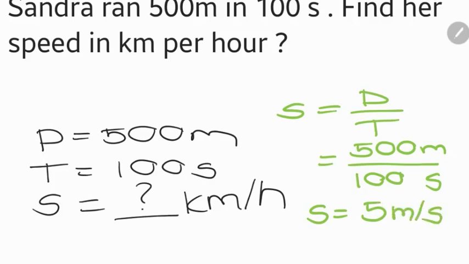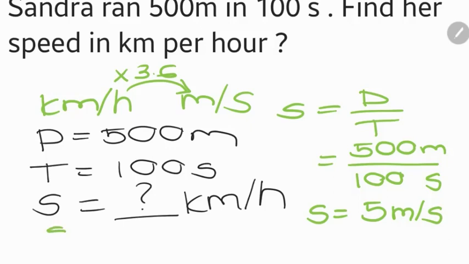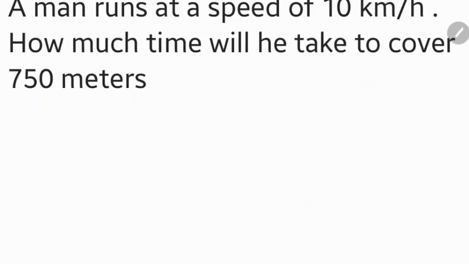But they ask us to find the speed in kilometers per hour. Therefore, the speed is equal to 5 times 3.6. Therefore, speed is 18 kilometers per hour. Next question.